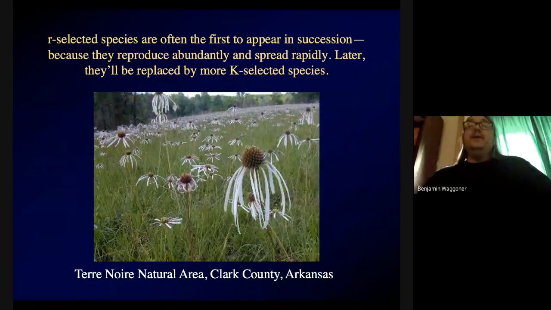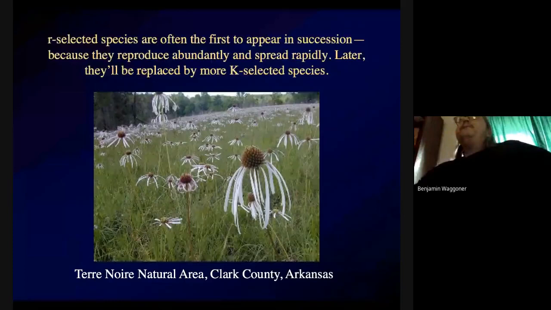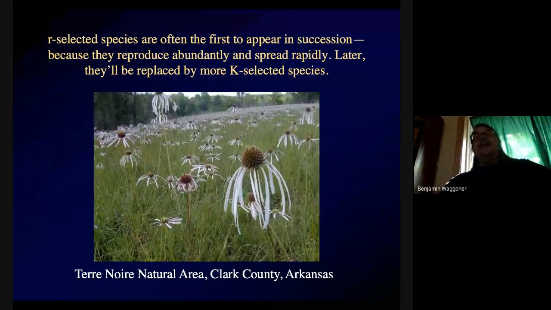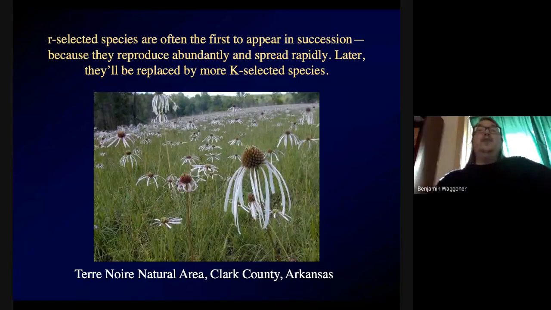General rule is that r-selected species are often the first to appear. Now remember that r-selected species are the ones that maximize quantity over quality in reproducing. They produce very large numbers of offspring, but don't invest a great deal in each one. R-selected plant species tend to be weeds. All right, they grow fast. They crank out lots of seeds. They're always putting seeds out, and most of them might die, but a few of them might get lucky, and they'll be able to spread rapidly into a disturbed area.